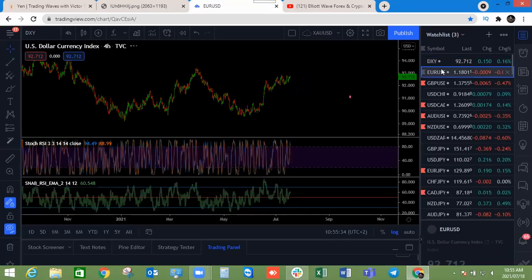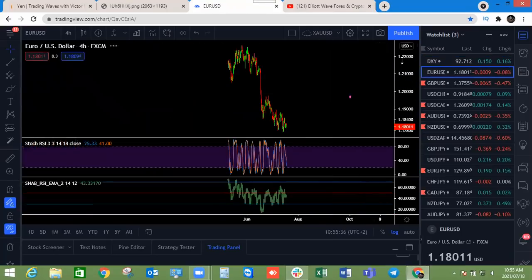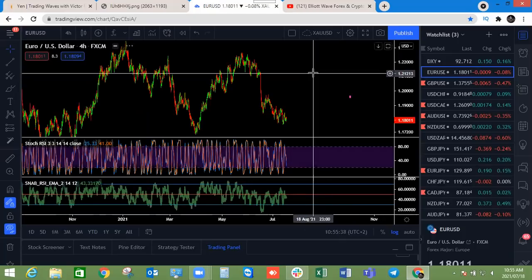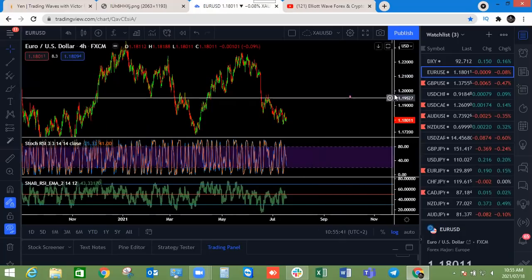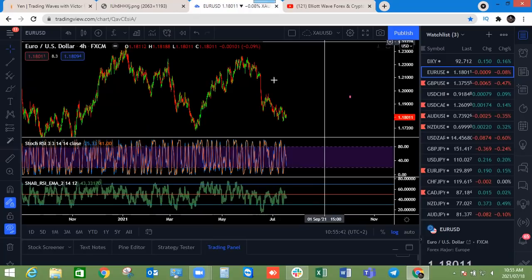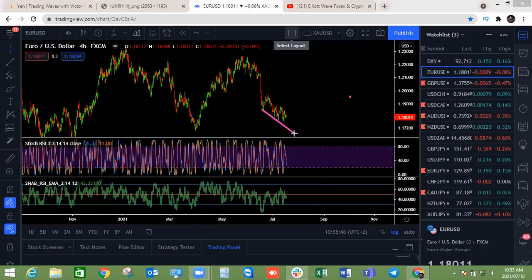Euro US dollar, same structure. Before I show you the bigger structure, let me just show you the divergence here on Euro US dollar. Euro US dollar is making lower lows here, and on the RSI we are making higher lows. Remember, divergence does not tell you where the reaction is going to be. It simply tells you that it is imminent. So as much as we can push to the downside with the euro, and that is our focus, we're going to get another push to the downside.